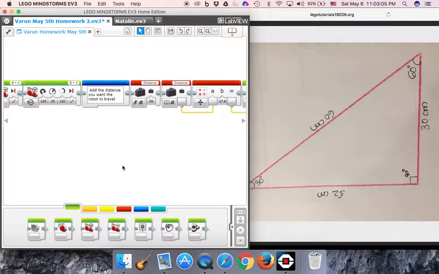So again, correct what you have done wrong in this program, and send me another program. Name this clockwise direction, and then send me another program where the robot moves in the counterclockwise direction. Okay.